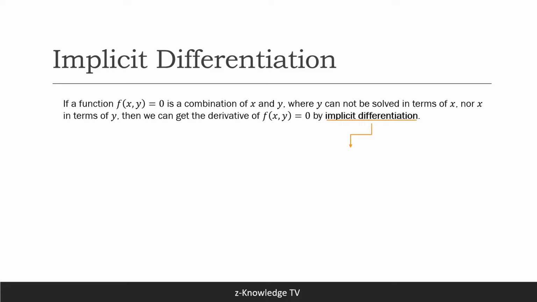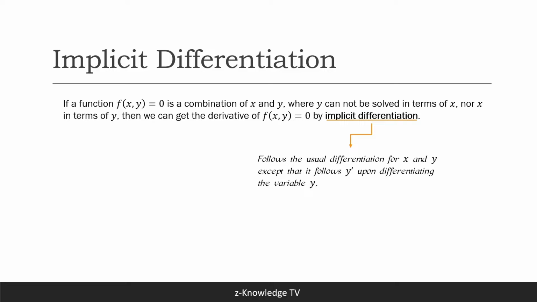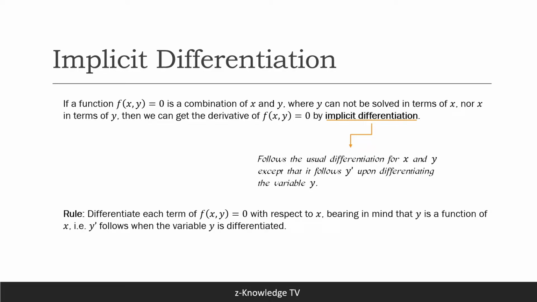Okay? So, itong implicit differentiation, it follows the usual differentiation for x and y except that it follows y prime upon differentiating the variable y. So, ito ang rule. So, differentiate each term of f of x and y is equal to 0 with respect to x, bearing in mind that y is a function of x. Example is y prime follows when the variable y is differentiated.